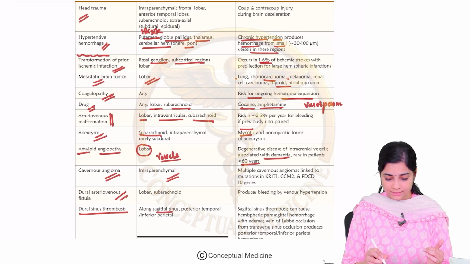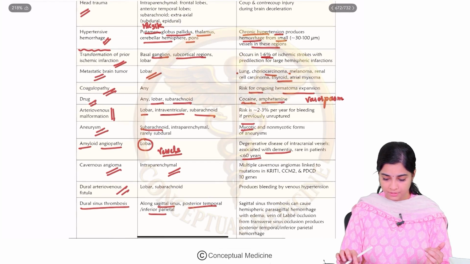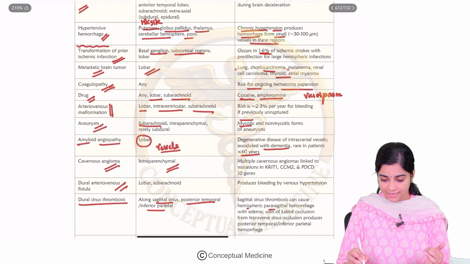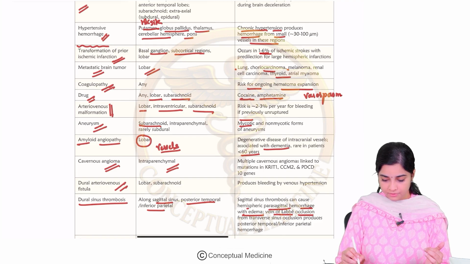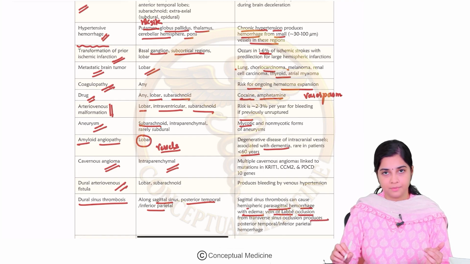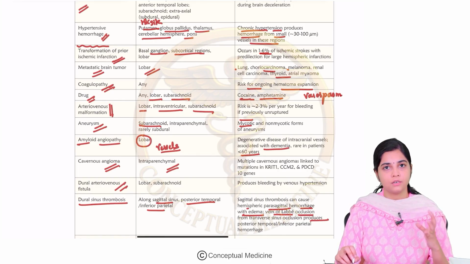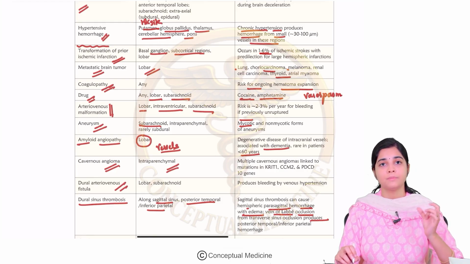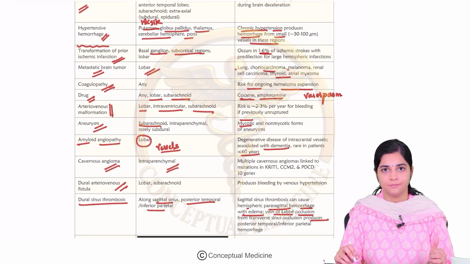The most common sites are the sagittal sinus, posterior temporal or inferior parietal sinus. Most common is superior sagittal sinus thrombosis. There can be parasagittal hemorrhage with edema because of occlusion of the vein of Labbé. So the thrombus can be associated with a hemorrhage, and hence they can present with focal neurological deficits.